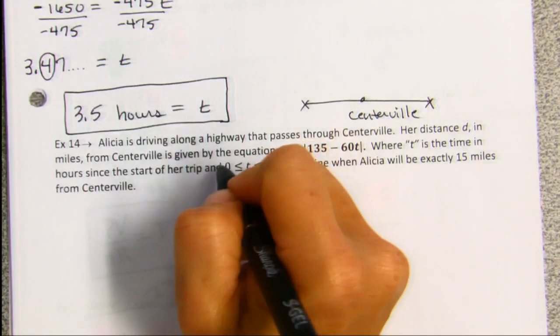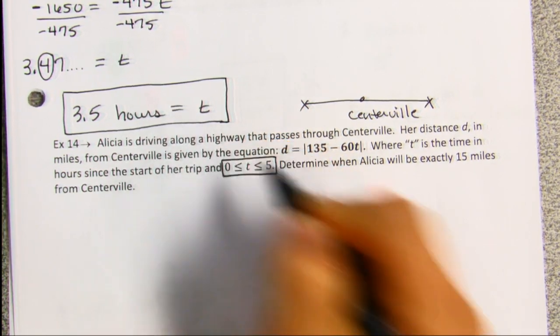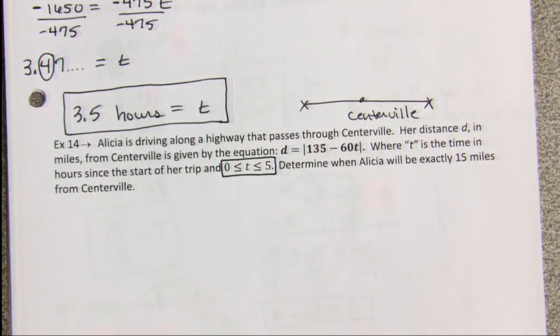This is really just giving you a standard to go by, for instance. It's going to be somewhere between 0 and 5 hours. That's why they have T in the middle. So that's just an inequality stating it's between 0 and 5 hours.